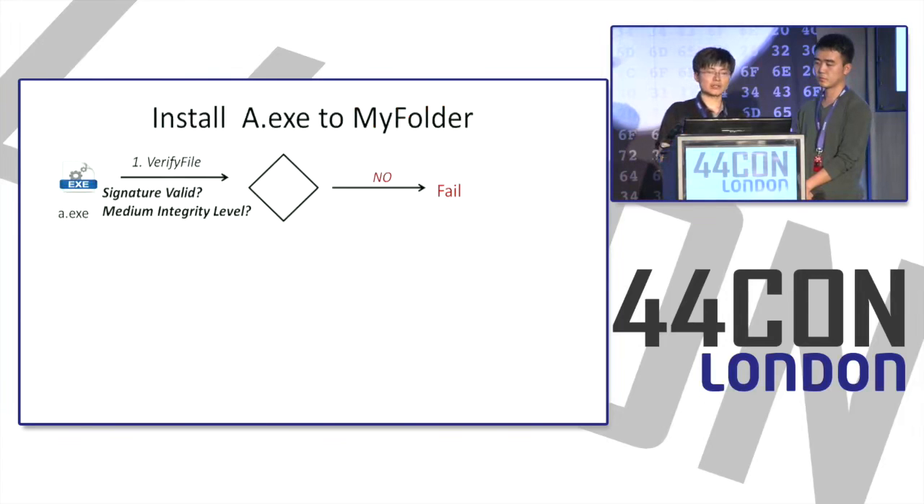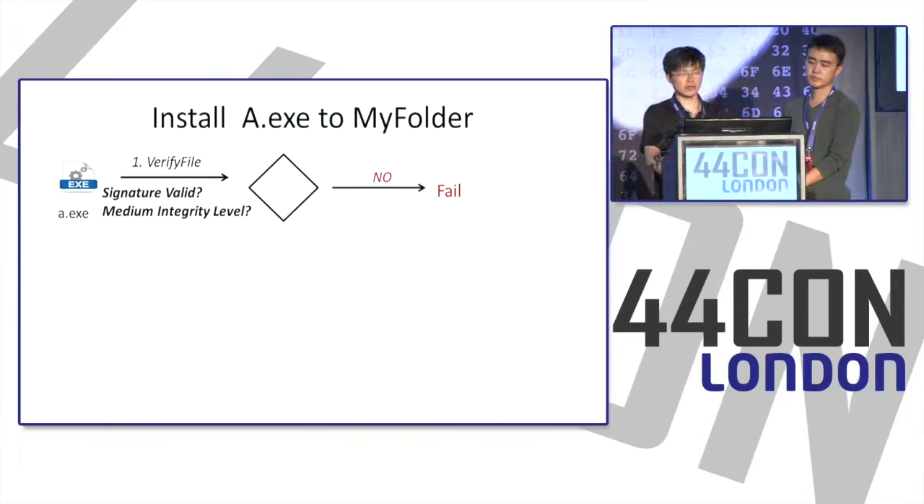The first call is called verify file. This is the most important step from the perspective of security. It will check whether the file you want to install has a valid signature. If the file does not contain a valid signature, the install will fail. It also checks whether your file is from a low integrity level folder. If so, the installation will fail also.